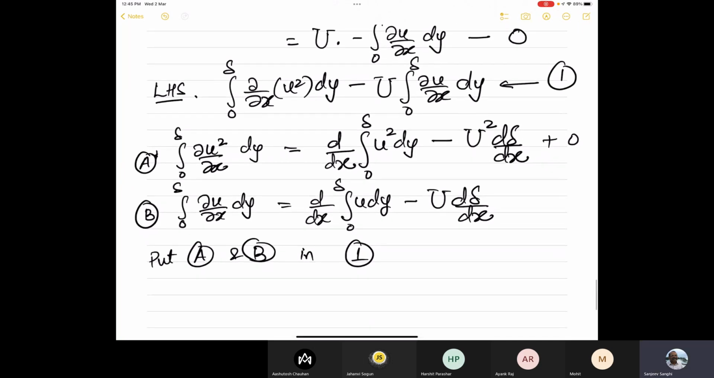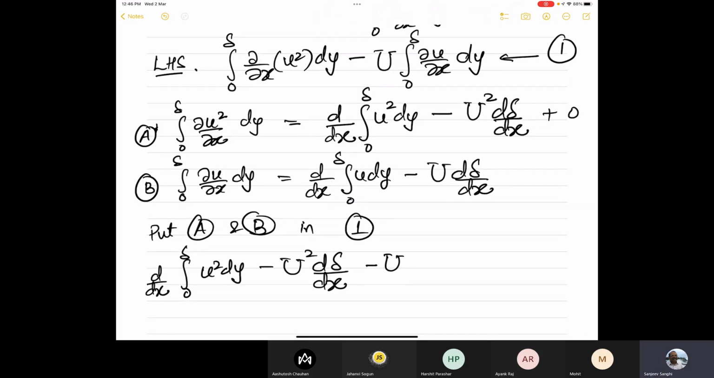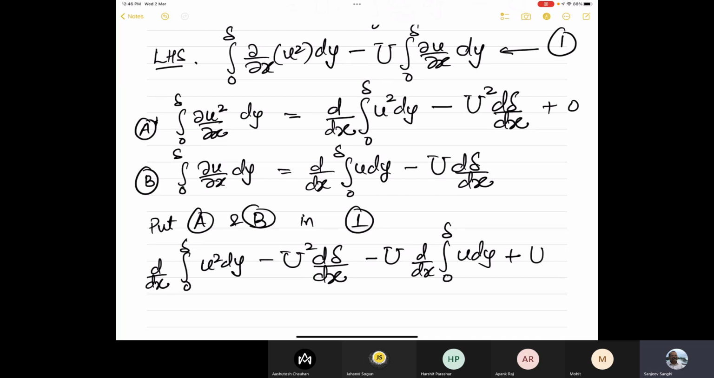And what this will give us is d by dx of the integral from 0 to delta of u square dy minus u square d delta by dx, and then we have minus, so the other term was minus capital U times this du by dx, so minus capital U times d by dx of the integral from 0 to delta of small u dy, and this minus and minus becomes plus, so plus U square d delta by dx. So this is the left hand side.